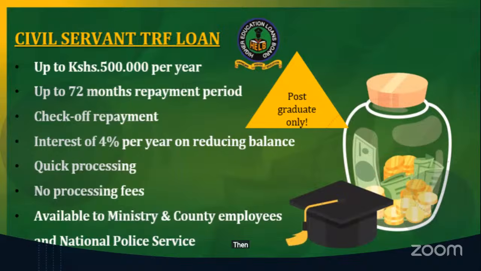Then the interest rate on this one is 4%, just like the undergraduate one, which is also 4%, okay? Now, once you have submitted the application, we will process it very fast and it has no processing fee, okay? You will get your money. Sisi, tuko sawa, utatulipa, we will fund you.